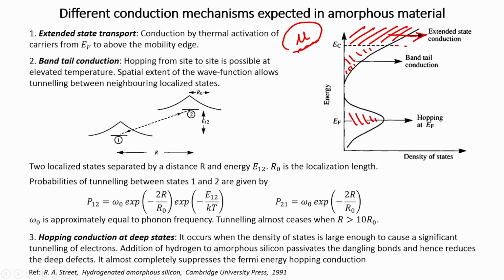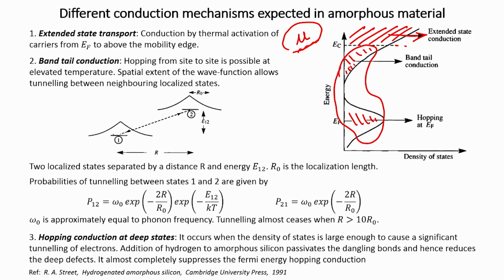The only way these carriers can move about is via tunneling or via a mechanism called hopping. A general model that describes the transport of carriers in trap states is as shown here.